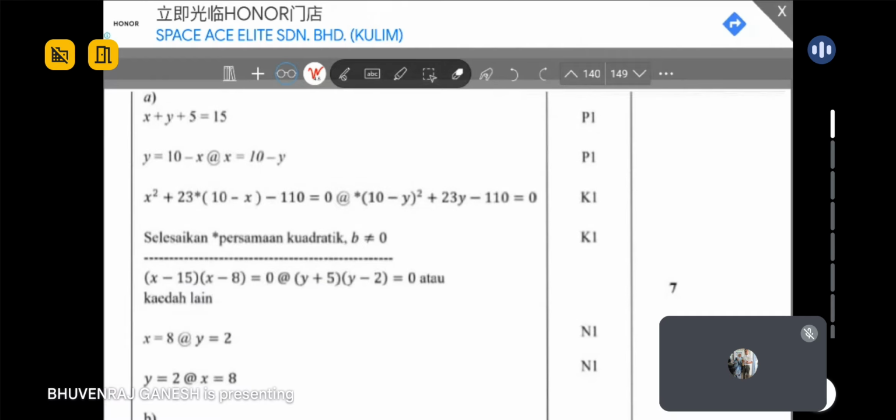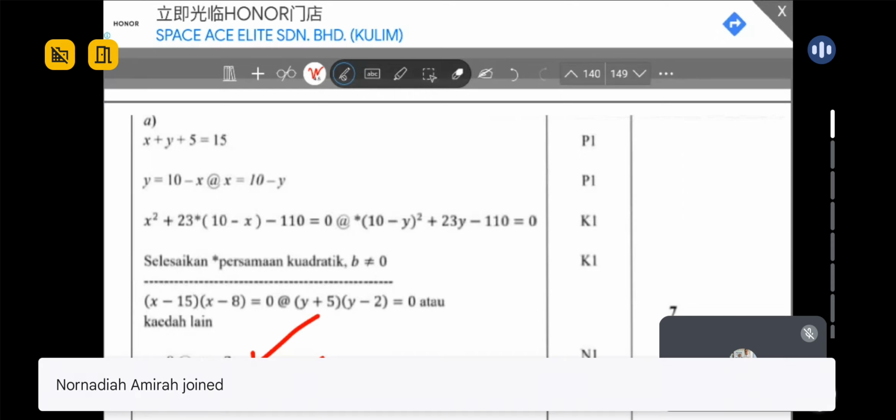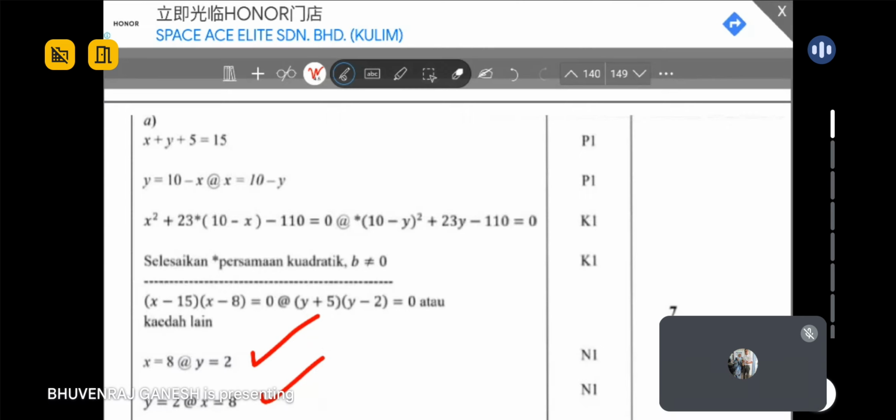Okay, so this is how you solve the question. Okay, so you will get two set of value. Kamu akan dapat dua set nilai X dan Y. Okay, so make sure you also write two answer. Okay, do you all understand guys? Boleh dapat? Easy right? Okay, sangat senang. Am I right? Okay, so these are your two answers.